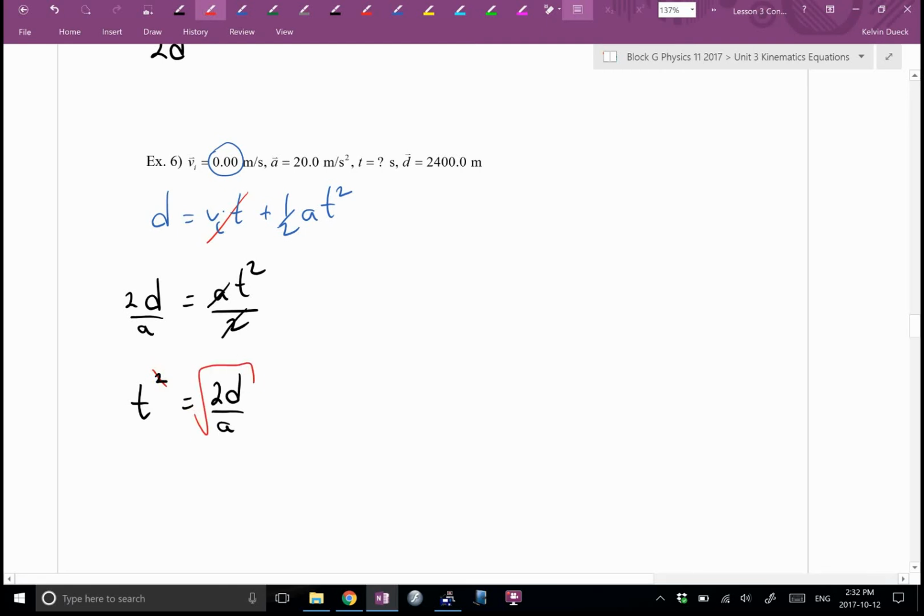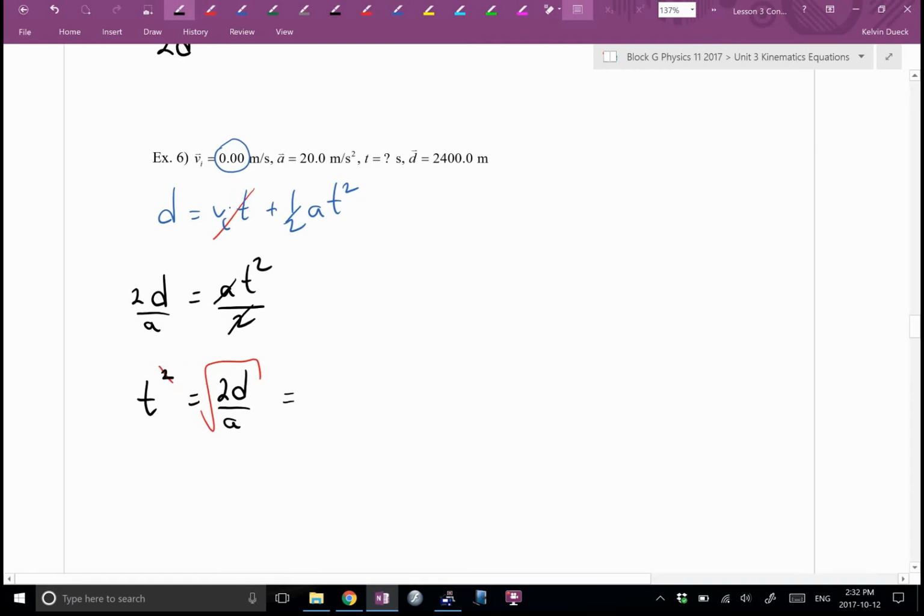There's another equation. This is an equation that will help you find time when you start at rest. It's going to be the square root of 2 times 2,400 divided by 20. Is there more than one thing inside this square root?